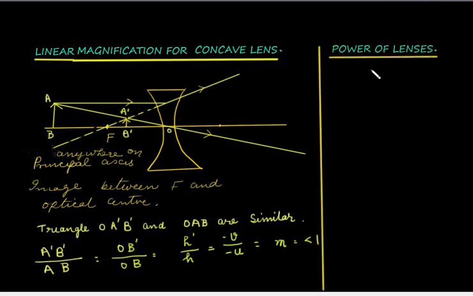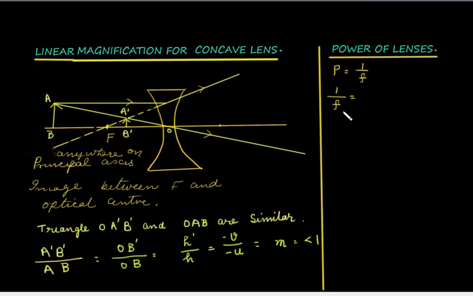Now let us see the third topic in this video, power of lenses. By definition, the reciprocal of focal length of a lens is power. Power is represented by the letter P. So as per definition, P is equal to 1 by F.